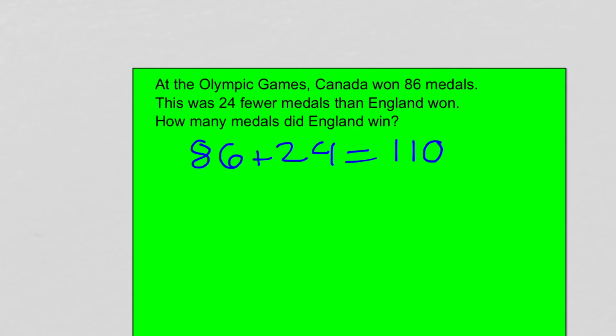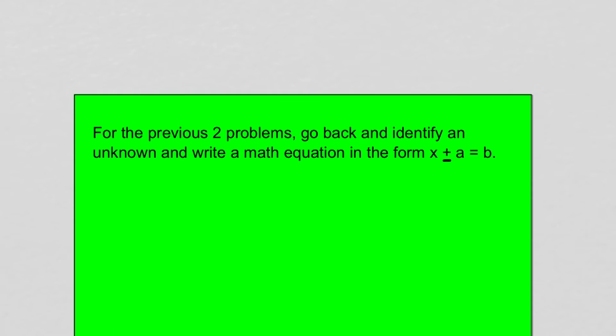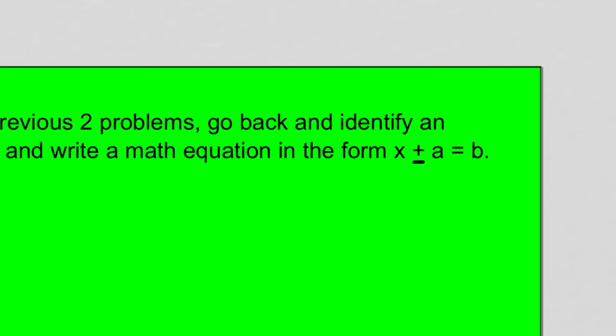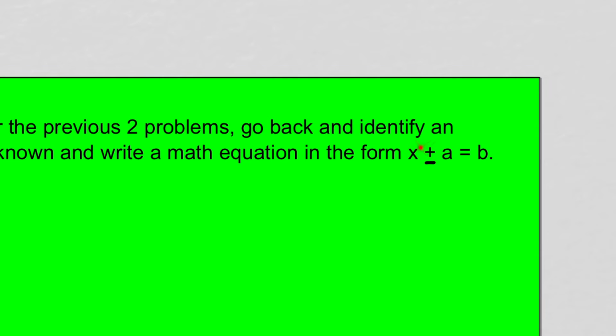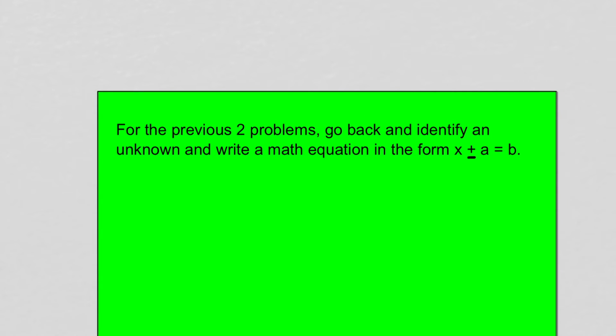What we're going to try to start doing now is taking these situations and translating them into algebraic language. Specifically, we're going to go back to these problems and see if we can identify what the unknown piece of information was and write a math equation in the form x plus or minus a equals b. That means we're going to have some unknown number plus or minus some number equal another number.